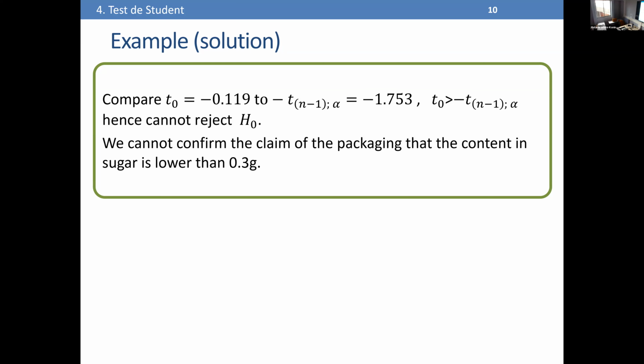The value we found is consistent with what we expect. So if we do not reject the null hypothesis, it means we can't confirm that indeed we have less than 0.3 of sugar. Do you understand the reasoning? Oui? Yes?